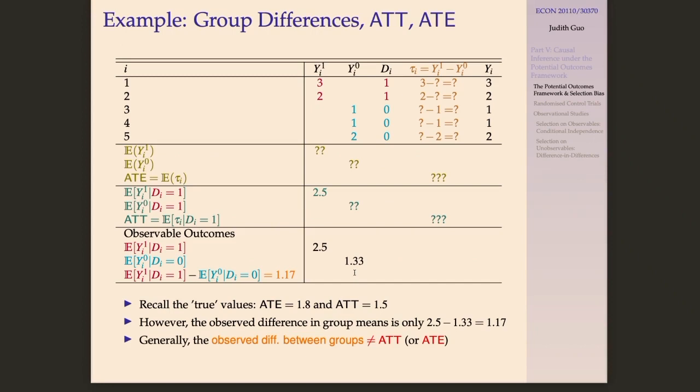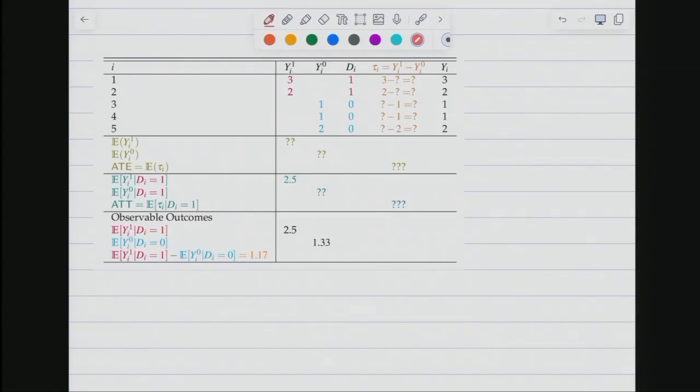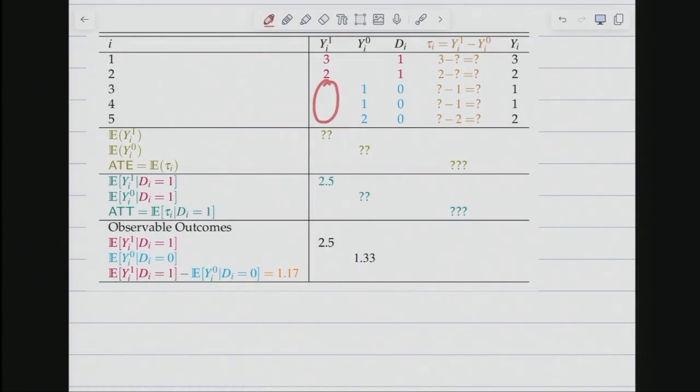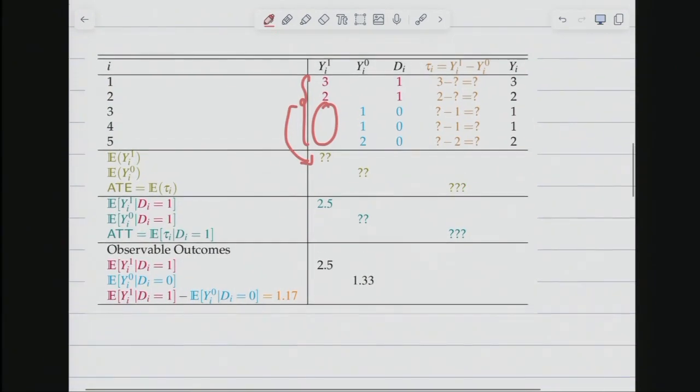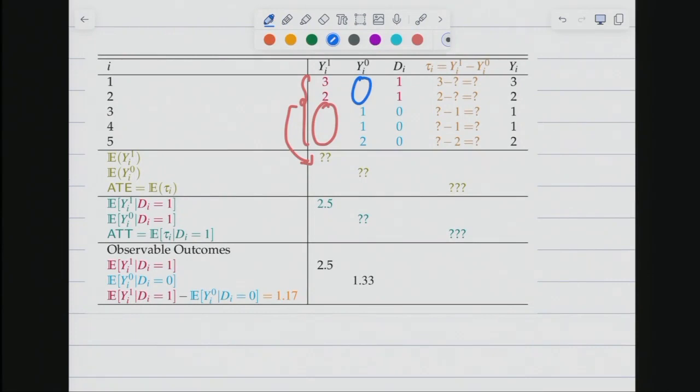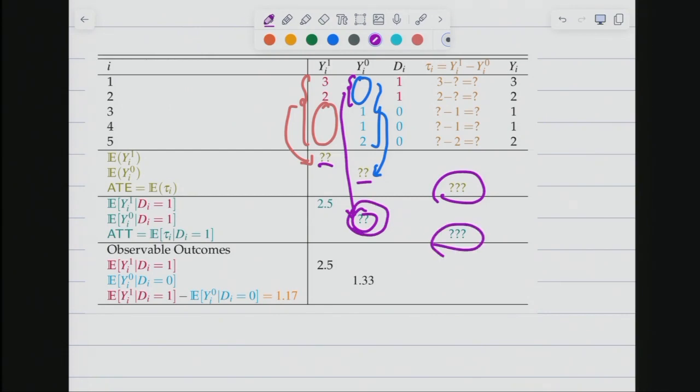So what does that imply for our data set? We know that given this table, because these values are missing, we can't compute the overall average for the outcome in the treatment state. And because the Y naught is not observed for the treated, therefore we cannot compute the overall average of the control state outcome. And similarly, because we never observed the outcome had the treated been not treated, we can't compute one of the conditional averages for those who are treated. Okay. Then given missing values, we can't compute the difference. And with one missing value, we can't compute the difference either.